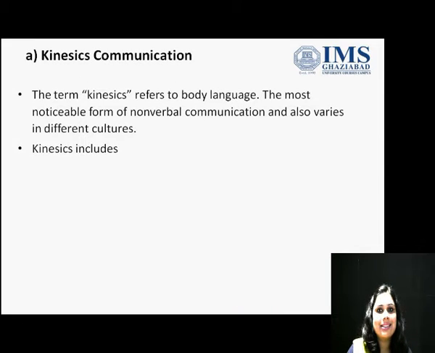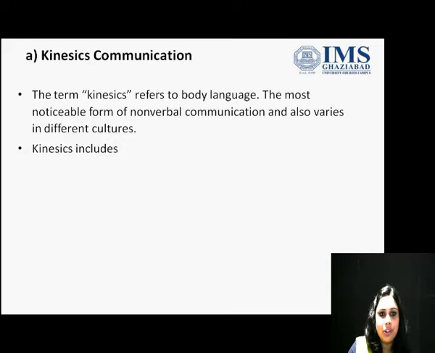Now, what is kinesics? Kinesics refers to body language, and it is the most noticeable part of your non-verbal communication. It varies from one culture to another. For example, in many cultures, we have been told that eye-to-eye contact shows your confidence. But we will find people from different cultures where eye-to-eye contact is seen as offensive, and you cannot make eye-to-eye contact with elderly people.